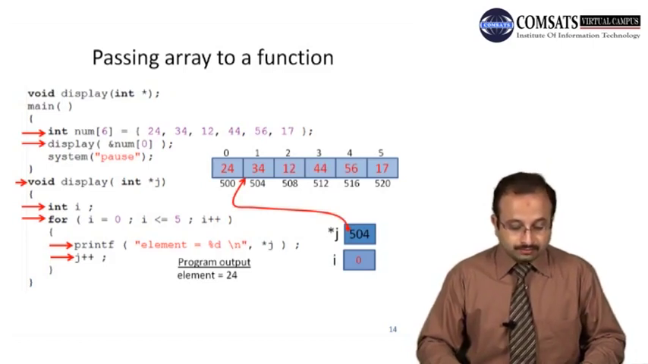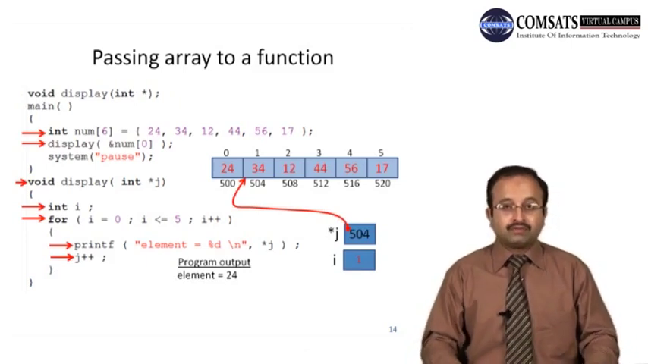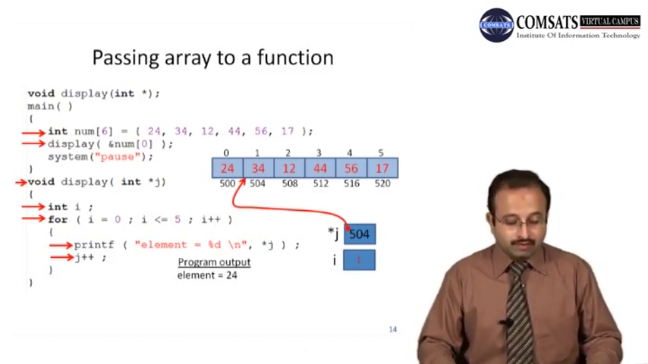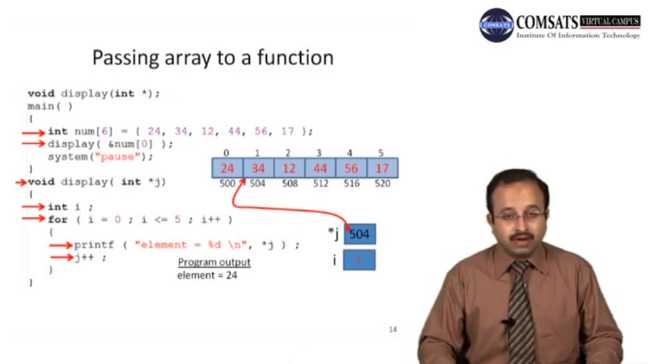Then the counter of the loop, that is I, is incremented, it becomes 1. We check the condition, 1 less than or equal to 5, this condition is true. Then we have again the printf statement, again we are printing the value at J, but this time J is 504, so the value at address 504, that is 34, will be printed. Then J will be incremented.